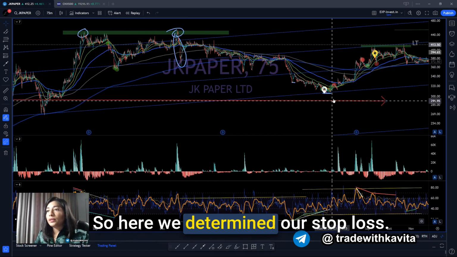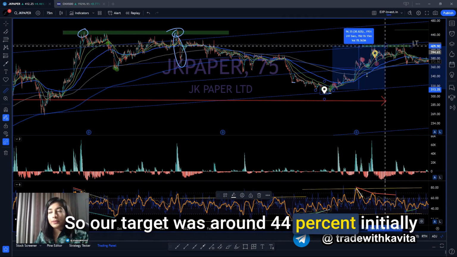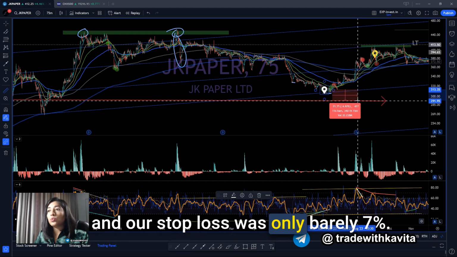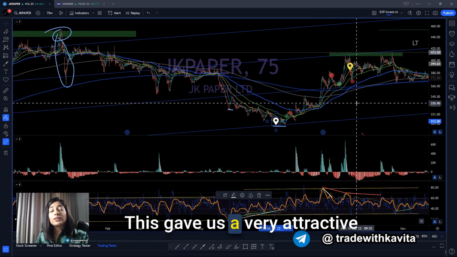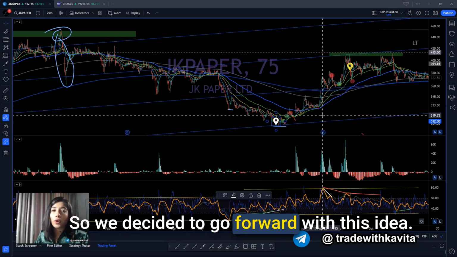So here we determined our stop loss, we determined our target. So our target was around 44% initially and our stop loss was only barely 7%. This gave us a very attractive risk reward ratio of more than 5. So we decided to go forward with this idea.